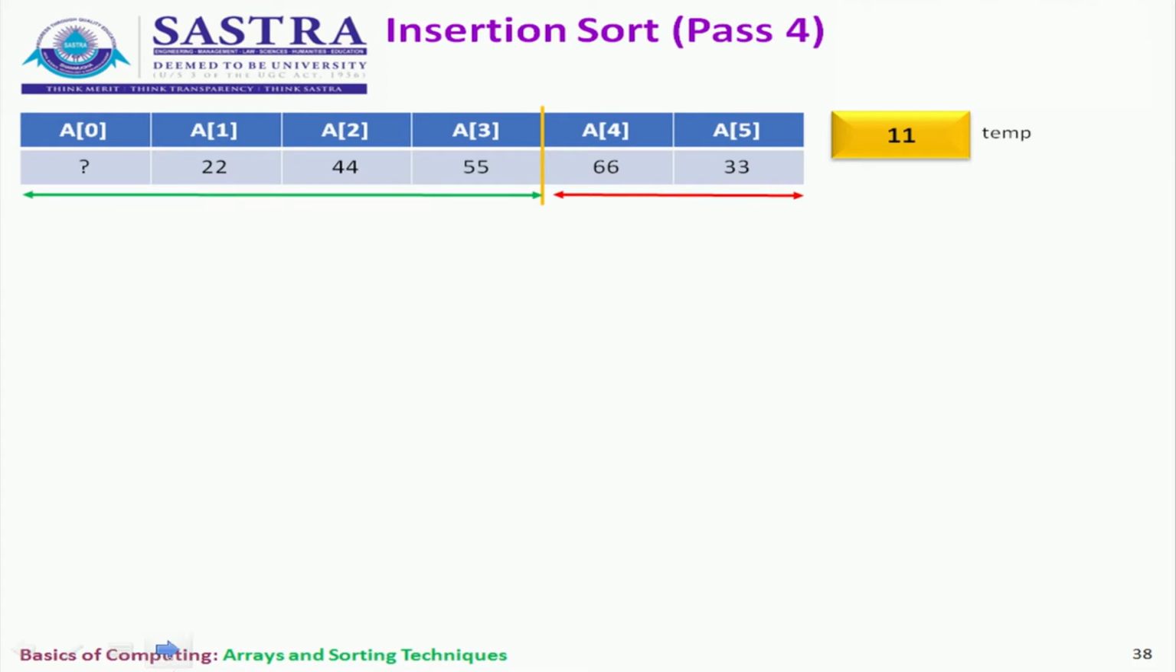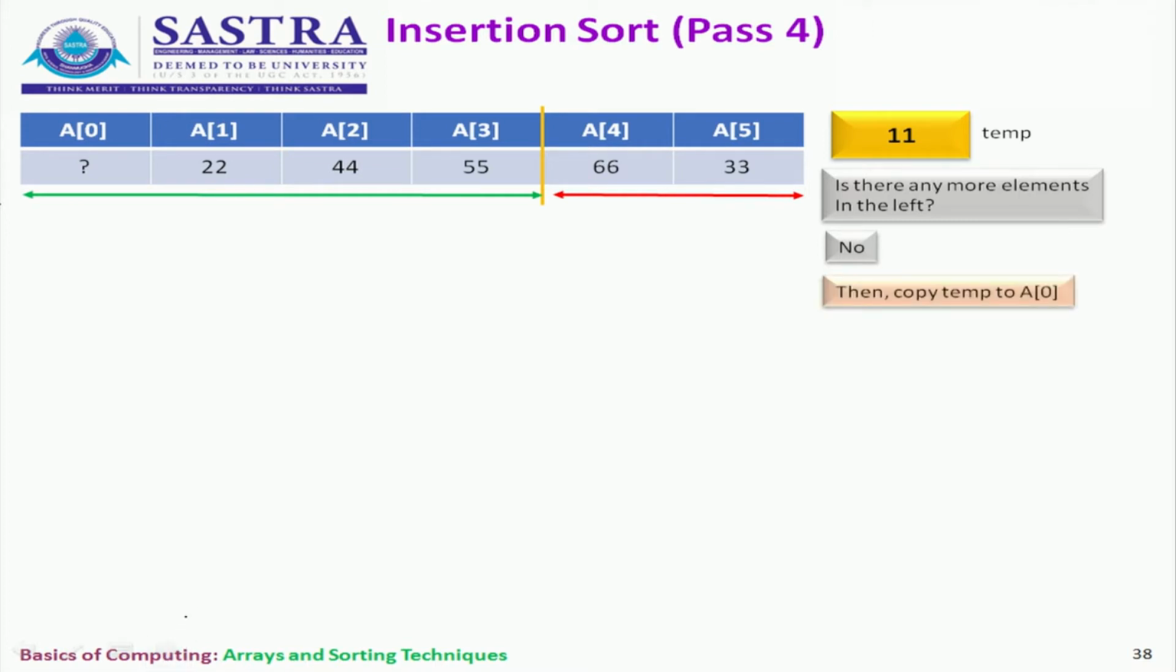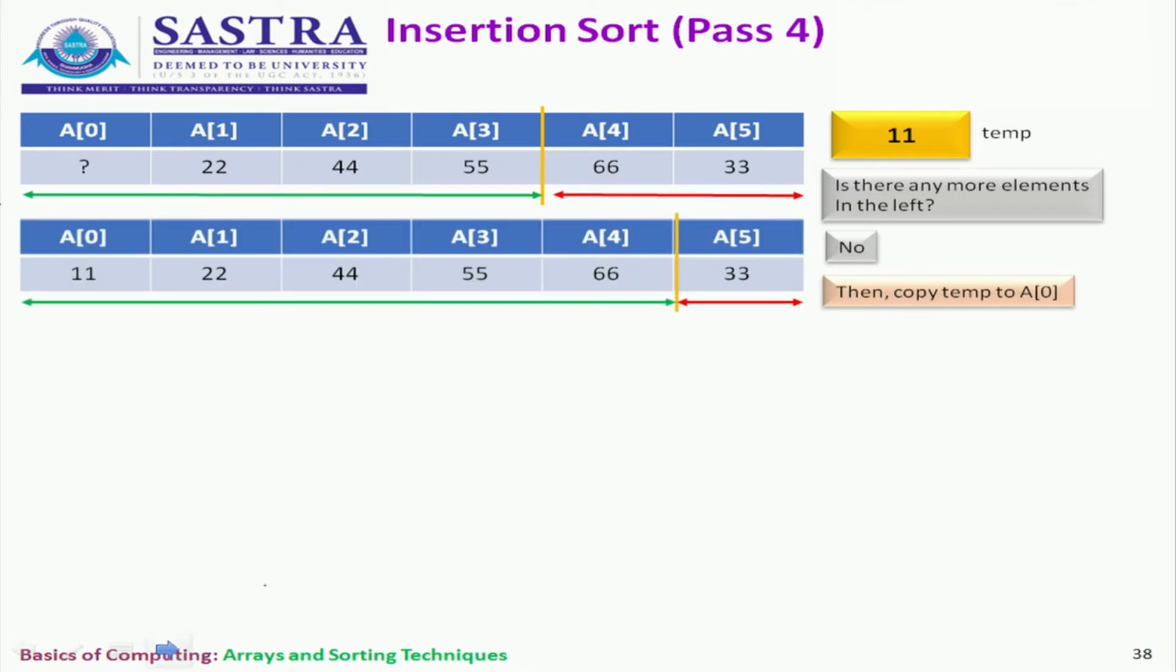Then we have to check, are there any more elements on the left hand side? As we have already checked A of 0, there are no more elements in the sorted sublist to compare. So the condition will be false. What we have to do is store the temp value to A of 0. So 11 will be stored in the position of A of 0.